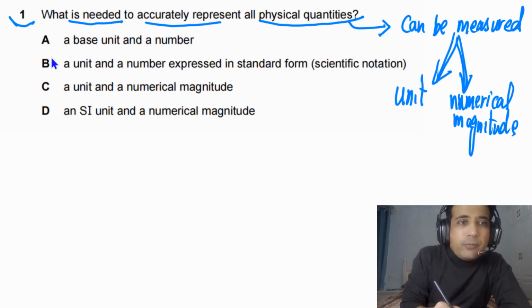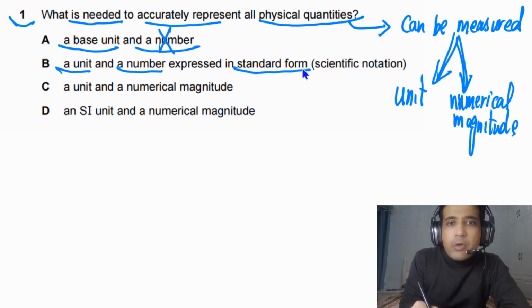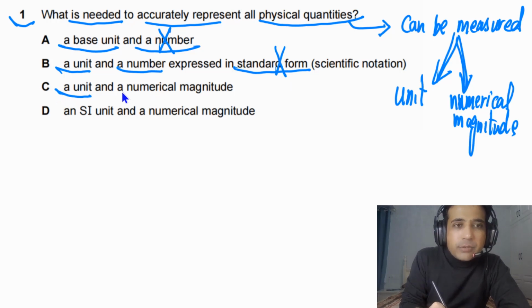Now if you look at the first option, it is a base unit and a number. That is not possible. Not a base unit. It can be a unit, not necessarily a base unit. Number is not good. It has to be numerical magnitude. A unit and a number expressed in standard form: we do not need to express physical quantities in standard form. So this is also not a possible option. A unit and a numerical magnitude.